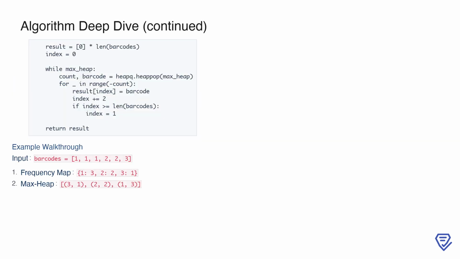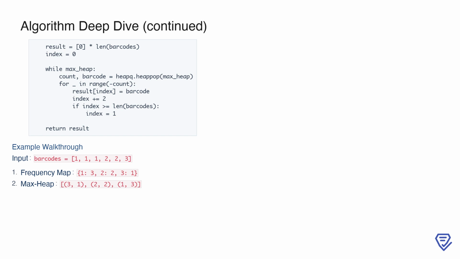The implementation begins by counting the frequencies using Python's Counter and building the max heap with negative frequencies to simulate a max heap using Python's heapq. After initializing the result array with zeros, we process the heap. For each barcode, we place it at the next available index, starting with even indices. Once we exhaust the even indices, we switch to odd indices to continue placing the remaining barcodes. This ensures that the placement alternates and avoids adjacent duplicates.